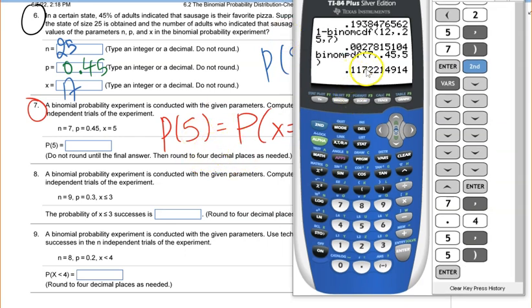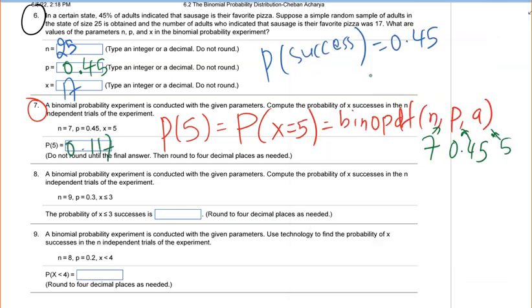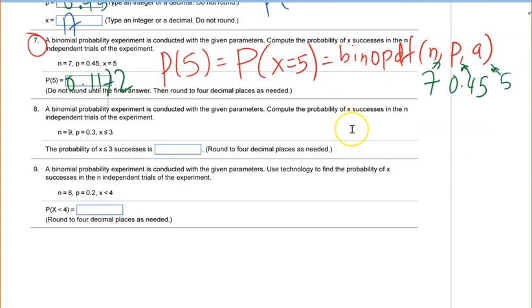And it's going to be 0.1172. Okay, that's the answer. Okay, you can do question number 8 by yourself.